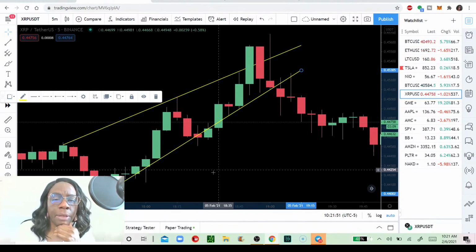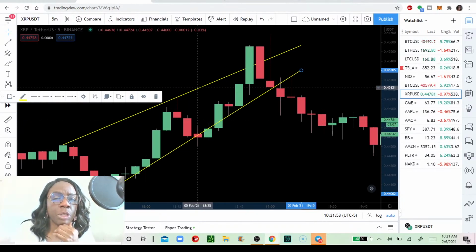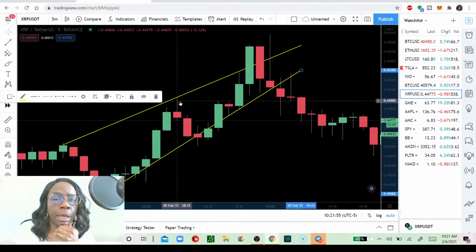And another thing I want to show is I want to show this chart on a daily chart. So I'm going to get rid of these trend lines.